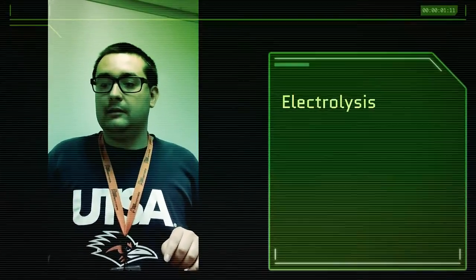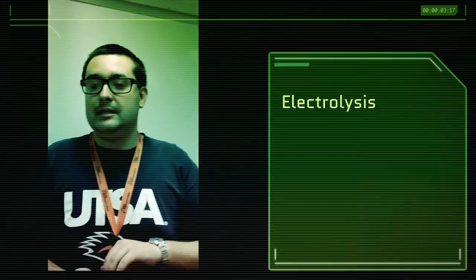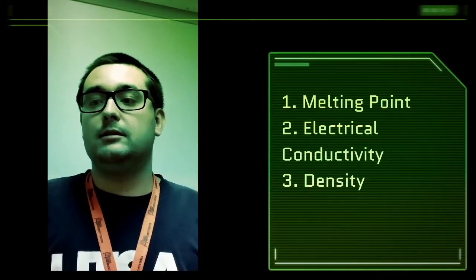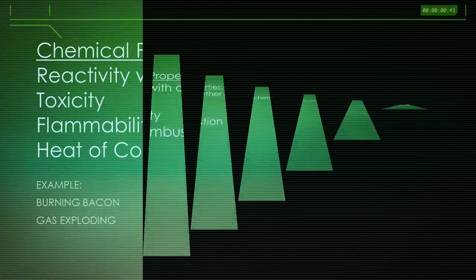This is called electrolysis. Electrolysis is the decomposition of water. When it's decomposed by an electrical current through water, it turns back into hydrogen and oxygen. The characteristics of physical properties include melting point, electrical conductivity, and density.